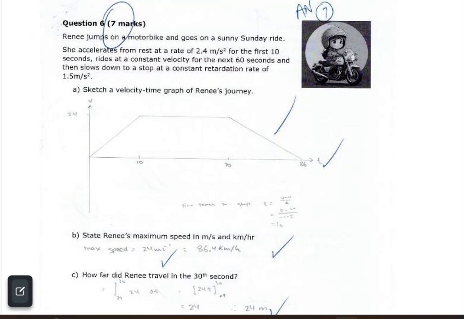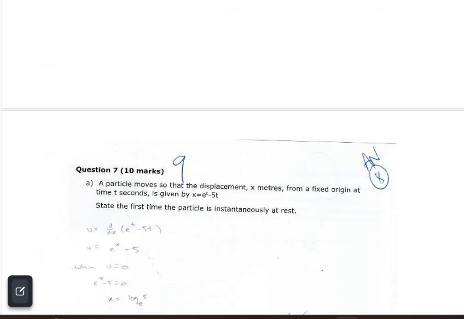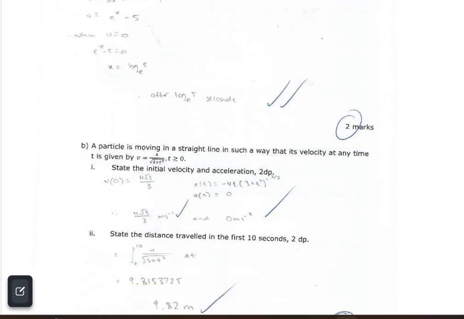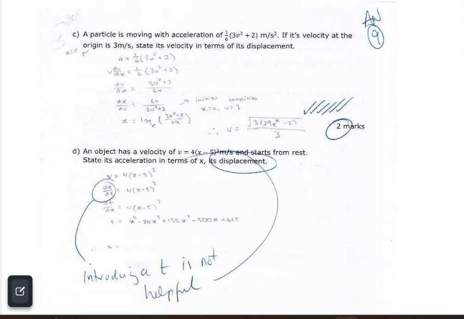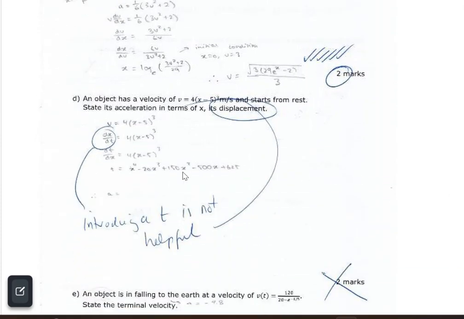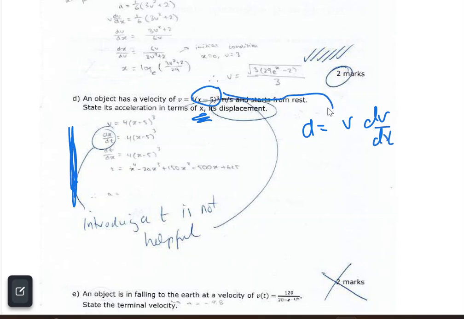Question number 6, fantastic. Question number 7, really good. The only issue that I had was you can't introduce a t when you're wanting it to do with x. So you need to use a equals v dv/dx. You have v, take its derivative, and then substitute that for dv/dx, and then multiply them together.